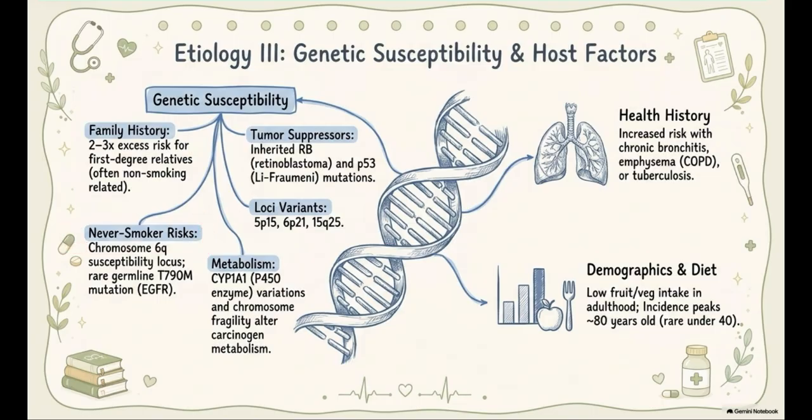The patient's health history also matters. Having chronic bronchitis, emphysema, or tuberculosis increases the risk. Finally, demographics and lifestyle play a role. A low intake of fruits and vegetables in adulthood is a factor. The incidence of this disease peaks around 80 years old. It remains quite rare in people under 40.